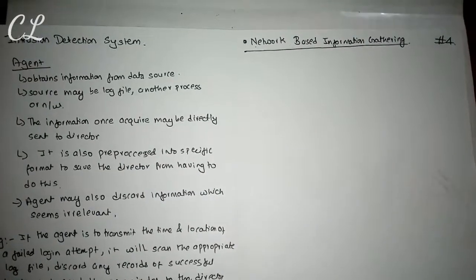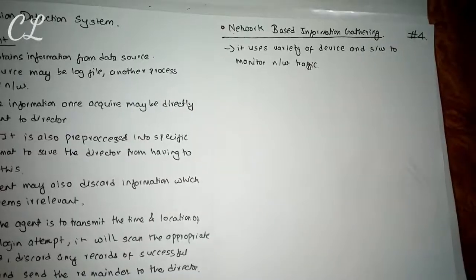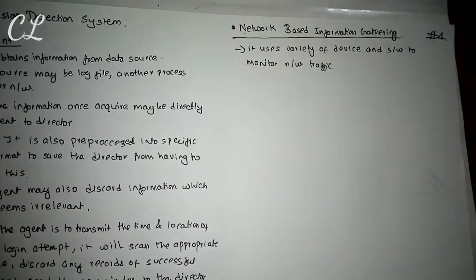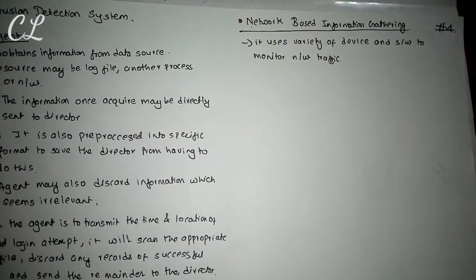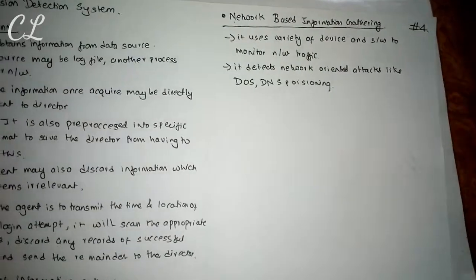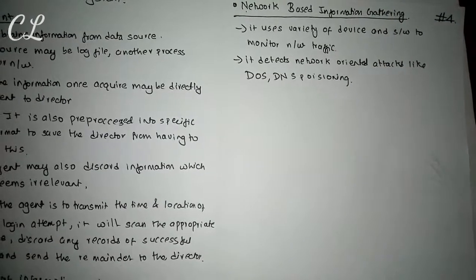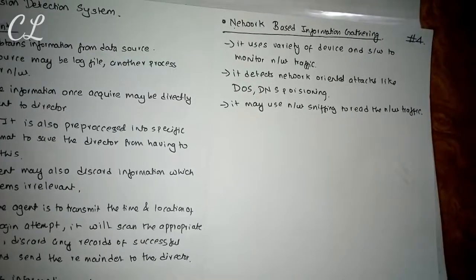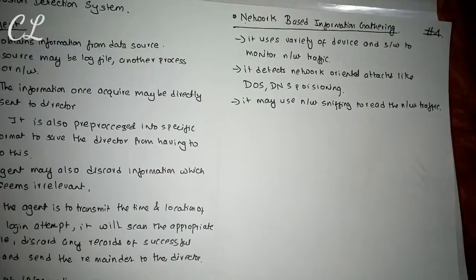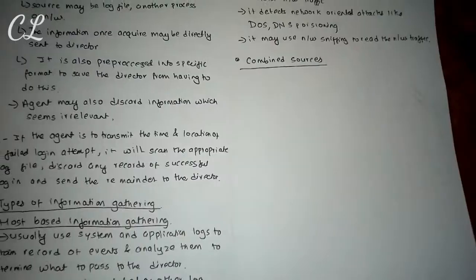The second one is network-based information gathering. Network-based information gathering uses a variety of devices and software to monitor network traffic. It detects network-oriented attacks like denial of service (DoS) or DNS poisoning, etc. It may use network sniffing to read the network traffic also.